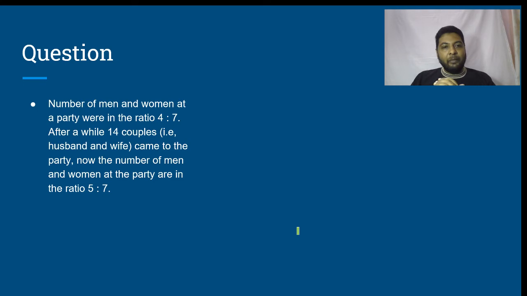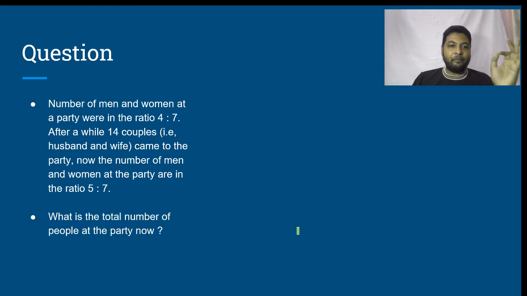Number of men and women at a party were in the ratio 4 is to 7. That is, for every 4 men, there were 7 women who attended the party. After a while, 14 couples, that is husband and wife, came to the party. Now, the number of men and women at the party are in the ratio 5:7. What is the total number of people at the party now?